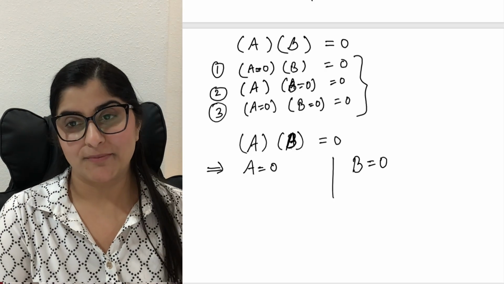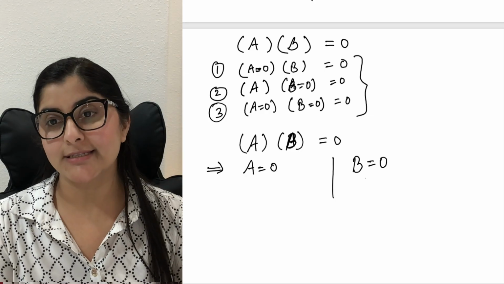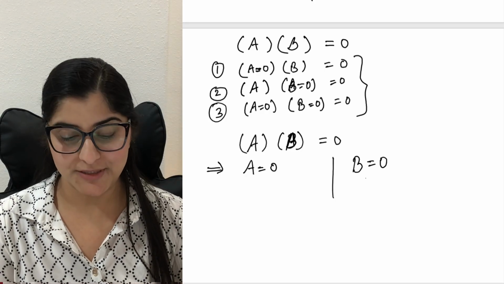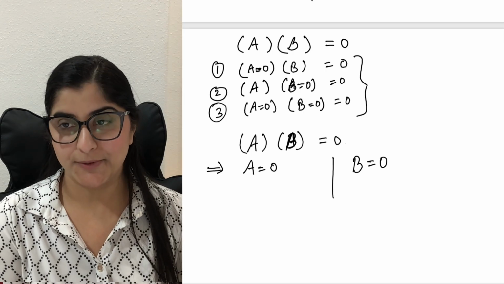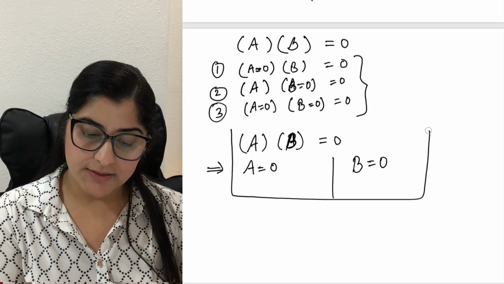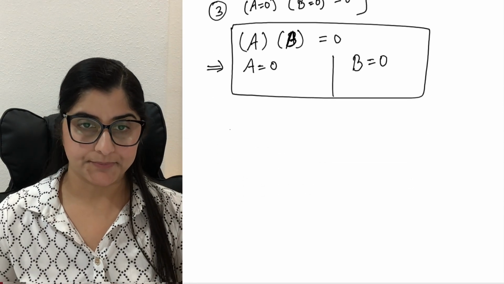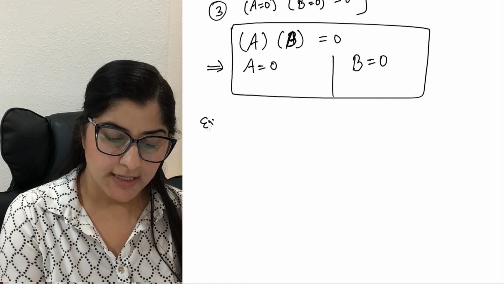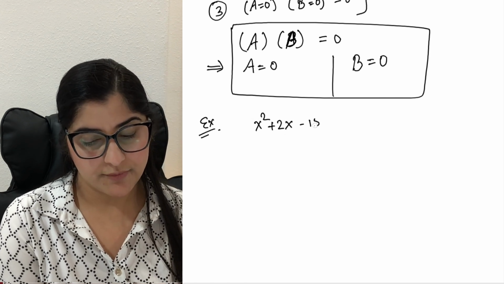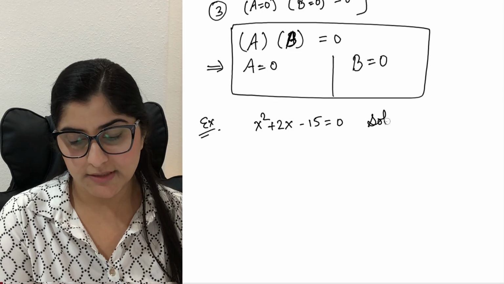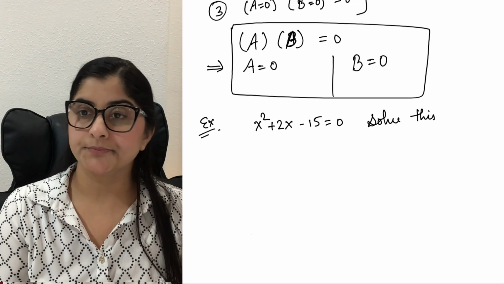The product of two factors is 0 means at least one of these two factors has to be 0 for the product to be 0. If both factors are non-zero, then the product can never be 0. So we will use this zero factor property to solve a quadratic equation by the factoring method. Let's talk about this equation: x squared plus 2x minus 15 is equal to 0. Let's solve this equation. This is a quadratic equation.